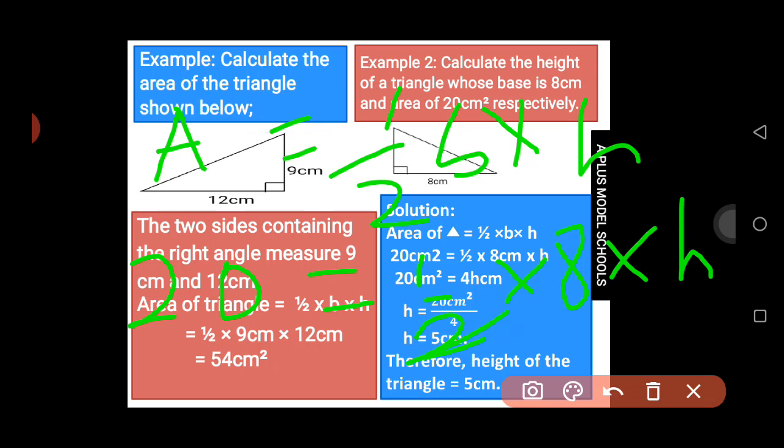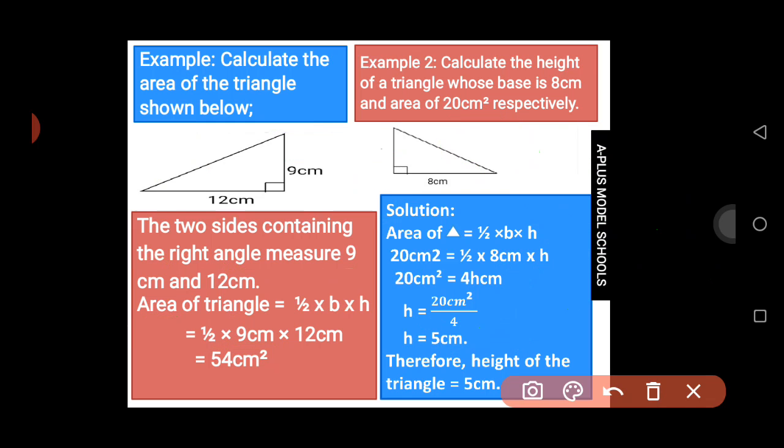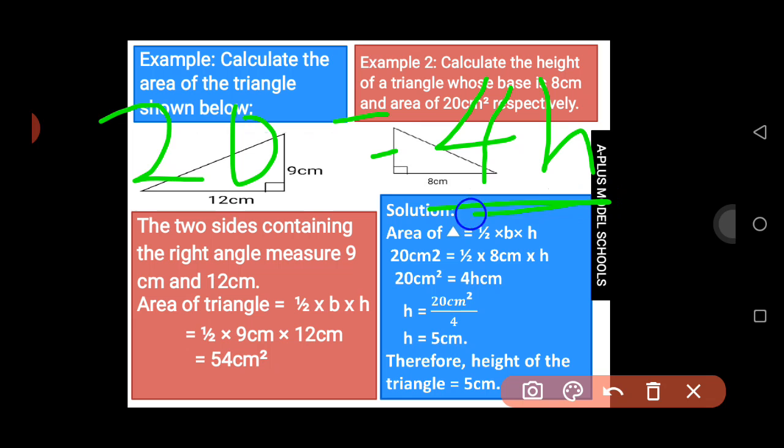So 2 goes into 8, 4. So what I have left here is 20 is equal to 1 times 4, 4 times h, 4h. So I have 20 is equal to 4h. When you look at the term on the right-hand side, the relationship between 4 and h is multiplication. So if I want to separate them, I have to use the opposite sign of multiplication, which is division. So divide both sides by 4.